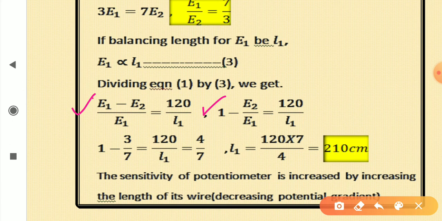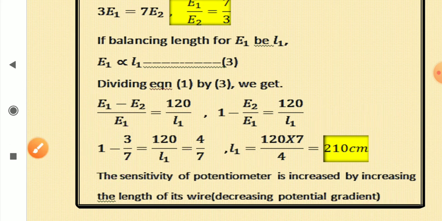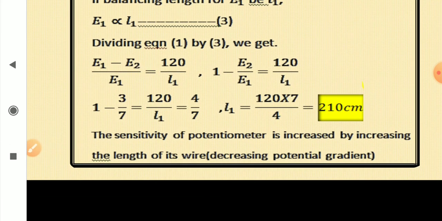And just open this, you get E1 upon E1 will give you 1 minus E2 upon E1 is equal to 120 upon L1. We have just found out E1 upon E2, that is 7 upon 3. This is E2 upon E1, so 3 upon 7. And 1 minus 3 upon 7 will give you 4 upon 7. Then cross multiply and simplify, you get L1 is equal to 120 into 7 upon 4, that is 210 centimeter. So the balancing length for cell E1 is 210 centimeter. If cell E1 was connected alone, the balancing length would be 210 centimeter.